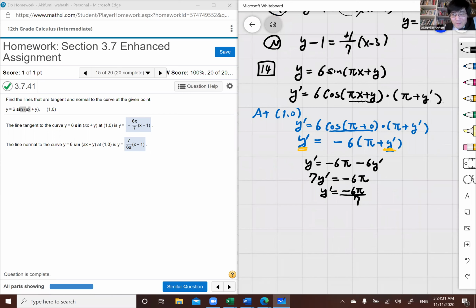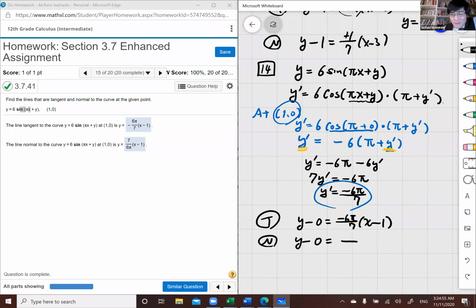Okay, so you have a given point of tangency, and you got the slope of the tangent line. So you can find the equation of the tangent line. So the tangent line is y minus y value is equal to the slope at that point times x minus x value. Okay. For the normal line, at the same point, you just take the negative reciprocal. So it's going to be 6 pi and 7 switched. It's going to be the same thing like this. Okay.